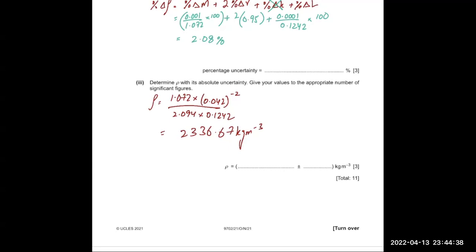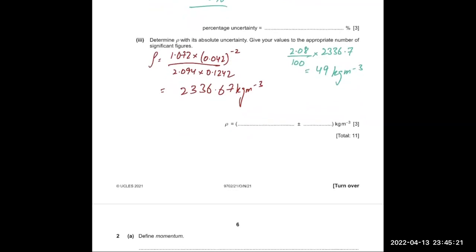To calculate the absolute uncertainty, you need to find 2.08% of this value, because that is the error, or the uncertainty. So 2.08% means divide by 100 times this value, 2,336.7, which gives you 48.6 or 49. So our principal value along with the uncertainty is 2,336.67 plus minus 49.